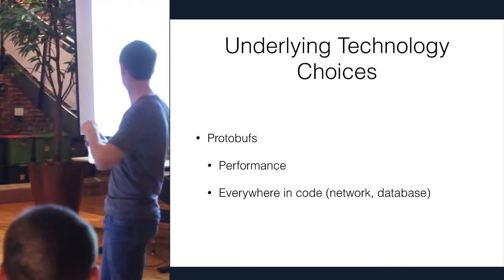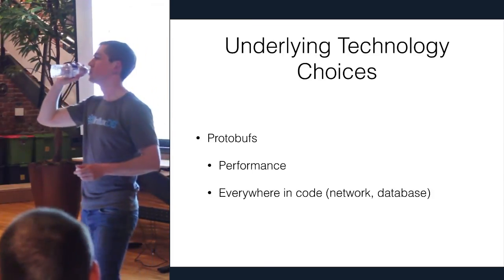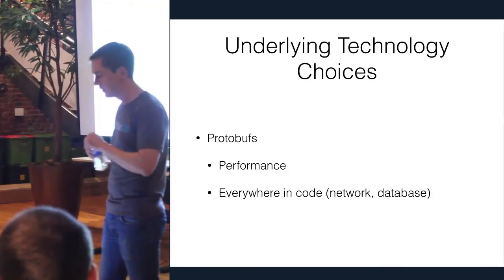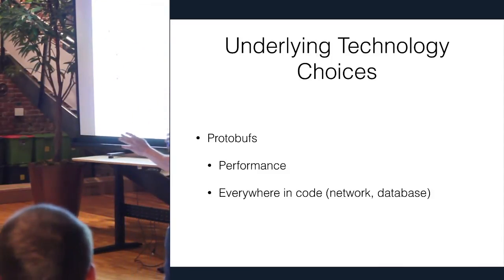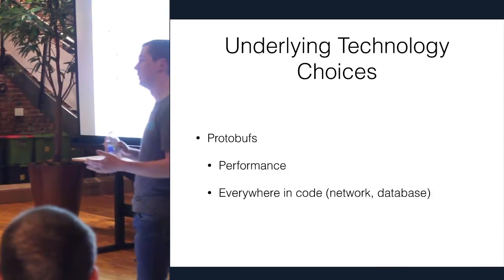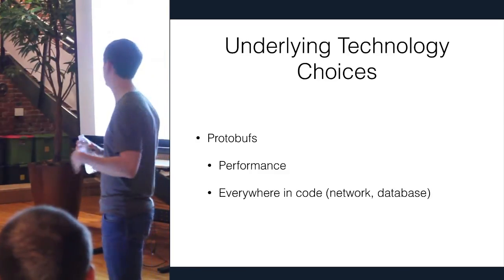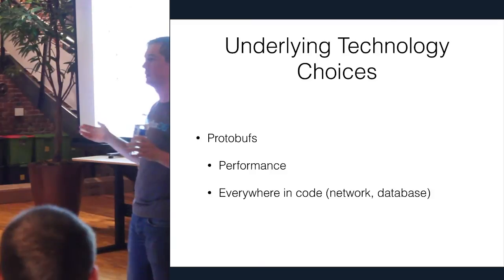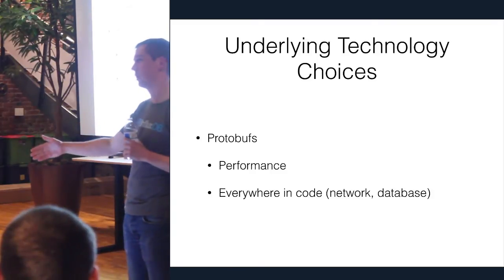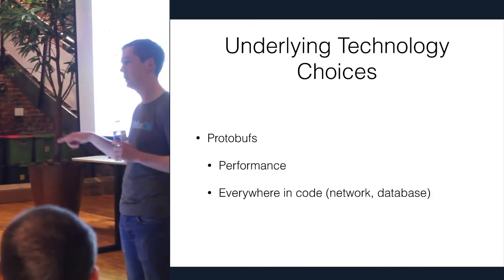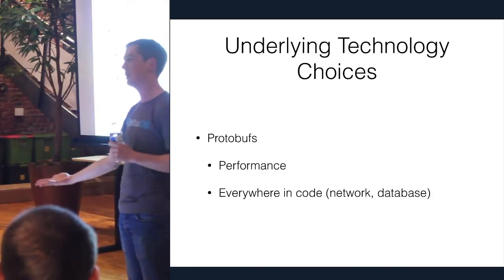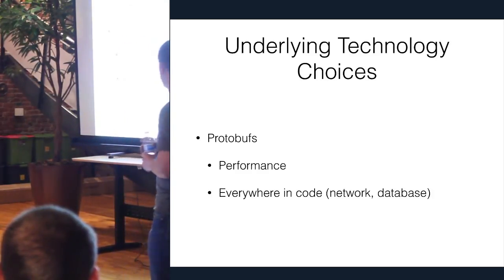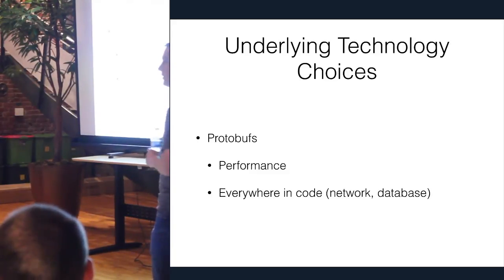All right, last bit. Underlying technology choices. So here are just some of the choices that we made that were having an impact on us for performance or usability or whatever. So we're using protobufs to serialize the data. This is both over the network for intra-cluster communication and also in the database itself, in the underlying storage engine. This was causing a problem with performance.